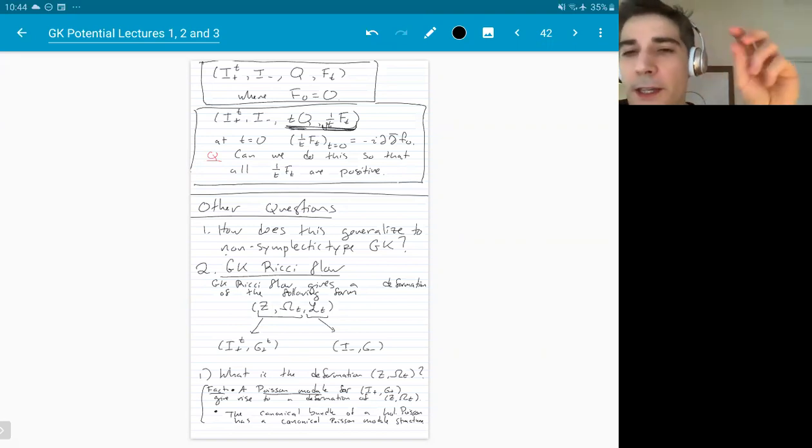It's like in the deformation of Calabi-Yau, right? You could imagine changing the complex structure as well. Yeah.